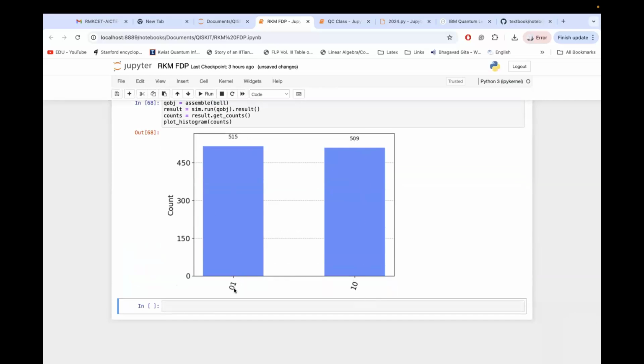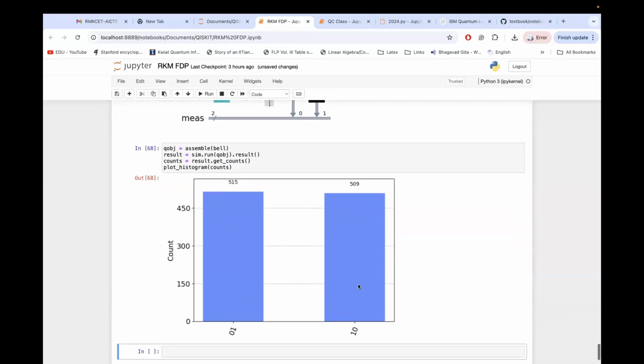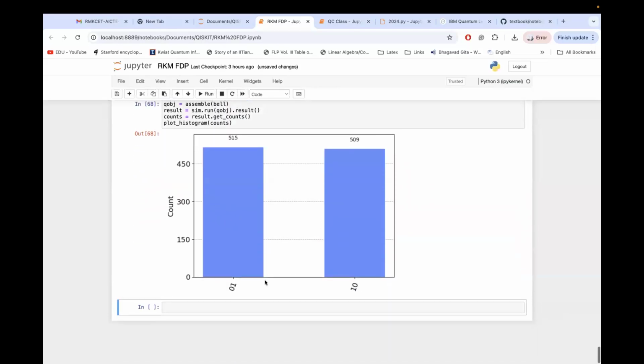That means whenever you find the first system in the 0 state, the second is going to be in the 1 state. And whenever the first system is in the 1 state, the second is going to collapse into the 0 state. So there exists a non-local correlation, that is, entanglement is present in the system.